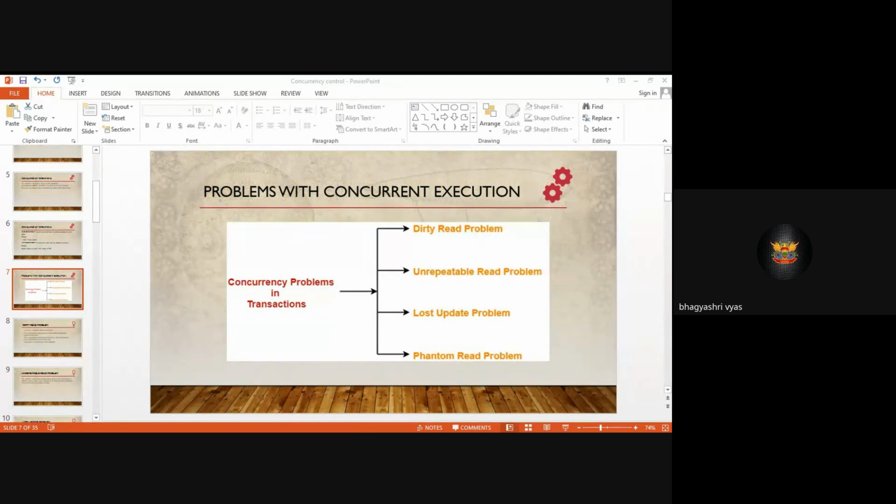Now, if I talk about the unrepeatable read problem, can anybody tell me an example for dirty read? Anybody can relate the dirty read problem with a real-time scenario. Anyone? When can I say that we have a dirty read?